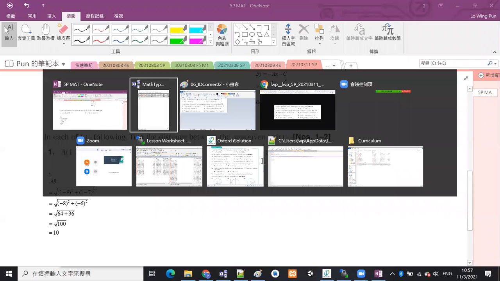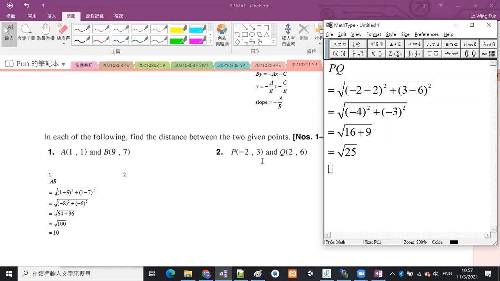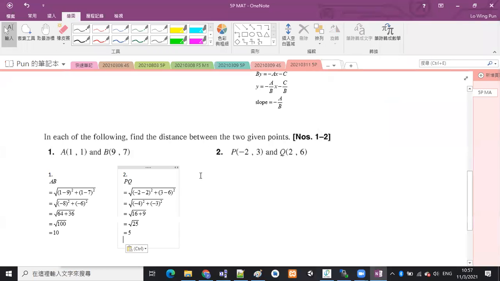Is that okay? How about number 2? The distance between P and Q, that is PQ, is equal to, using the distance formula, -2 minus 2, okay, x1 minus x2, bracket square, plus y1 minus y2, that is 3 minus 6, bracket square, okay, and then square root, and we have -2 minus -2 becomes -4, and then bracket square, plus 3 minus 6 becomes -3 square, and we have 16 plus 9, that is 25 square root, that is equal to 5. Okay, so that is how we can find the distance between 2 points. Is that okay?